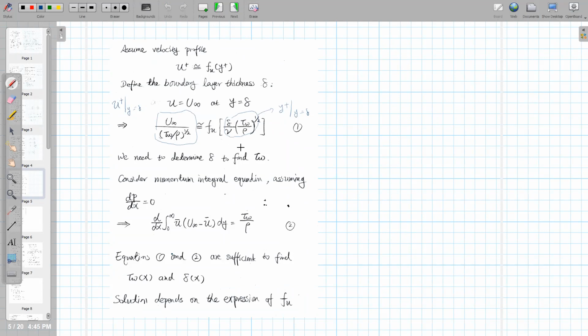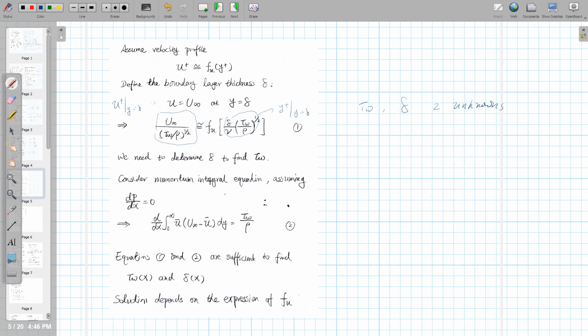Looking at this equation, we do not know tau w. This is what we want to know. And we also do not know delta. So we have two unknowns for this equation. The velocity distribution itself won't be able to solve these two values for us. Two unknowns, so we need one more equation.